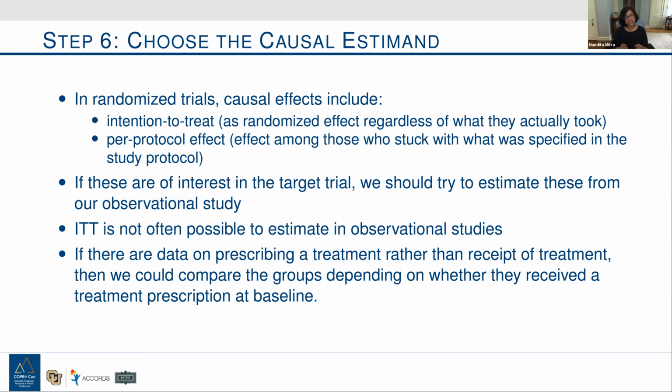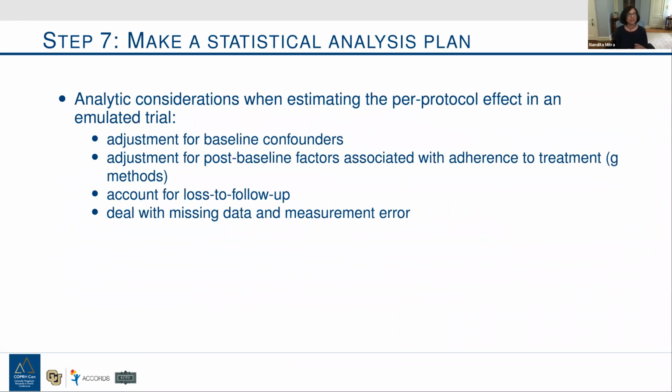You could potentially estimate the ITT if you have data on prescribing a treatment rather than receiving the treatment. And then we could really compare the groups depending on whether they received a treatment prescription at baseline. And in the NCDB, we do have some data on when something was prescribed, whether or not someone actually took that treatment. So you could potentially get at the ITT if you have that information.